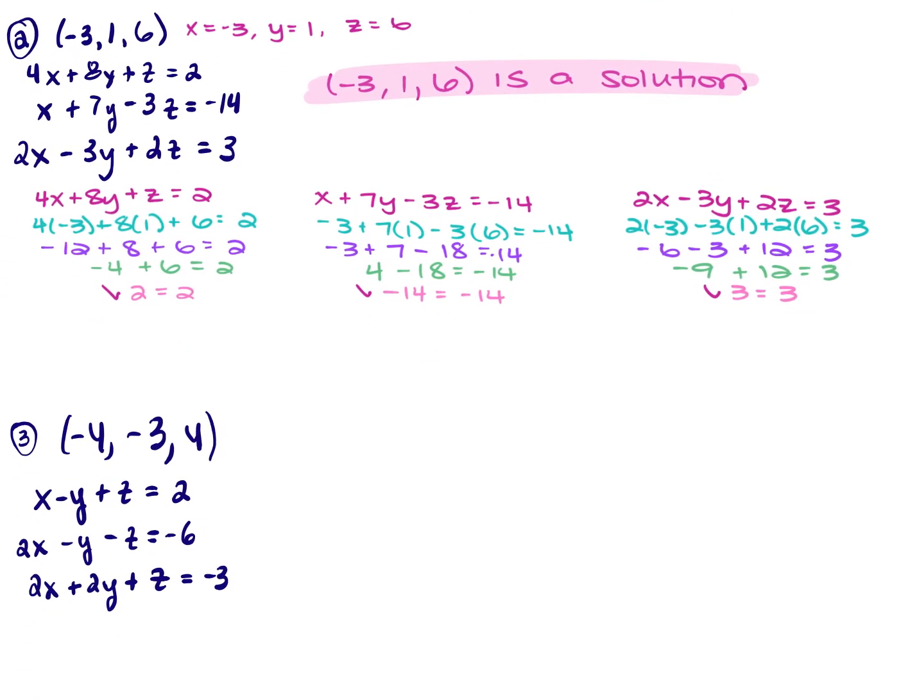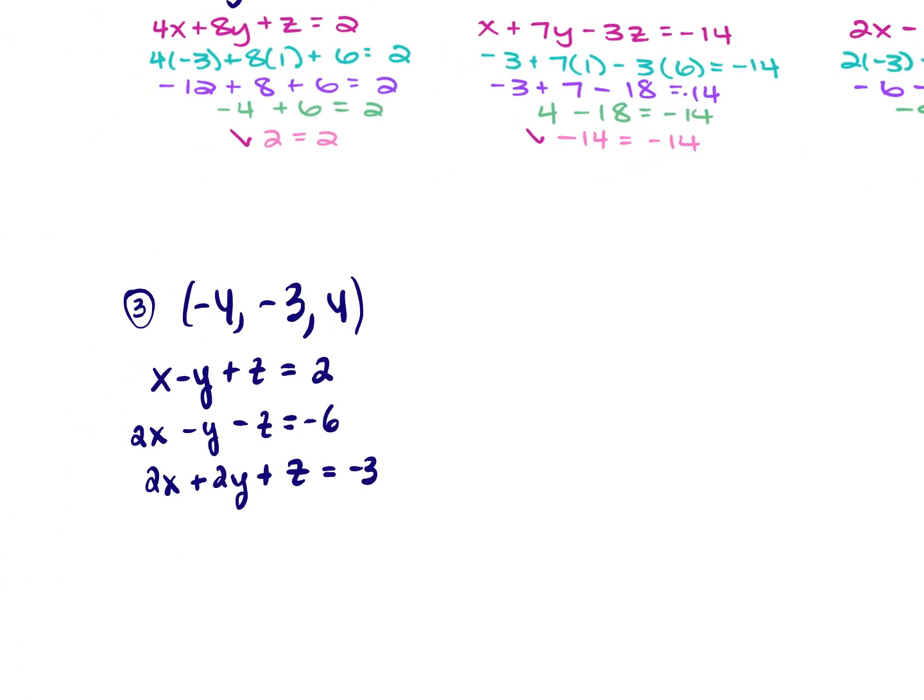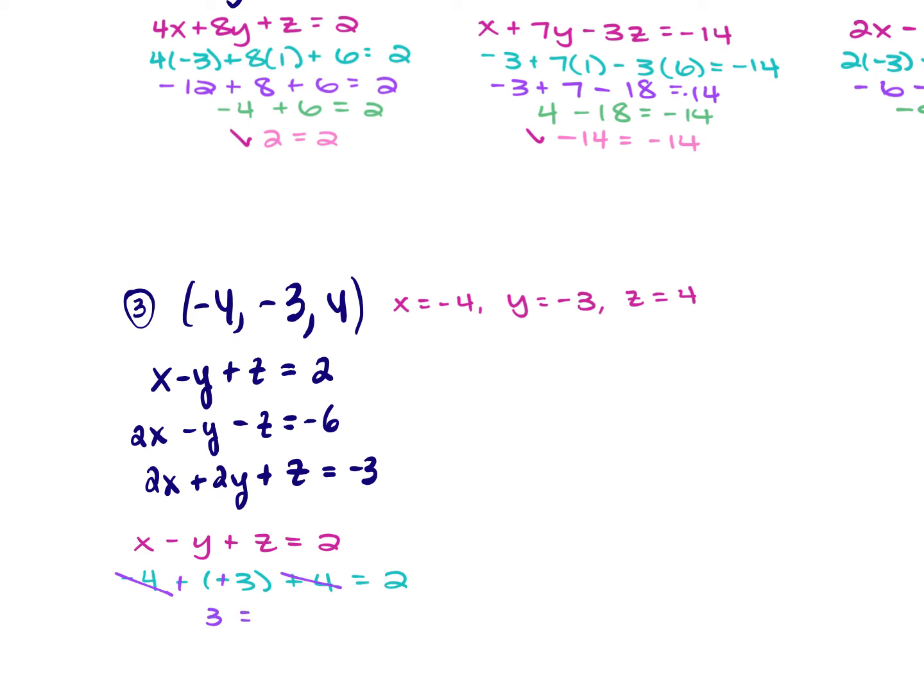For number 3, you have -4, -3, 4. So your x is -4, y is -3, and z is +4. We're going to start with the first equation. You have x minus y plus z is equal to 2. That's going to give you -4 minus -3 plus 4 is equal to 2. Your -4 cancels out with your +4. Your double negatives turn into a positive, so that's 3 is equal to 2. This is not a true statement.